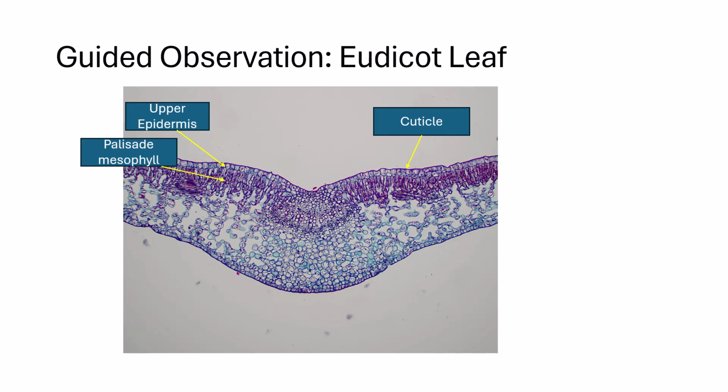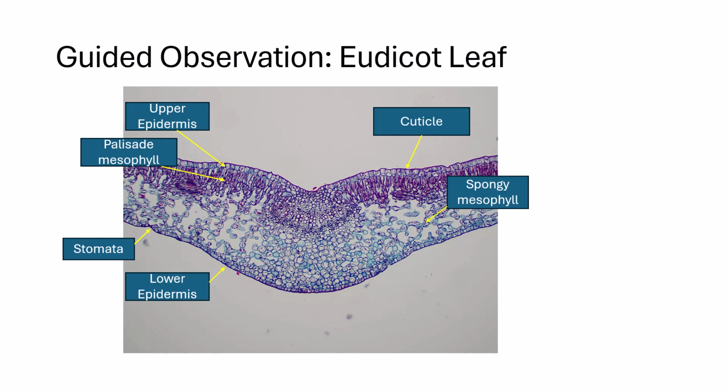These cells are long, column-shaped, and tightly packed. They contain many chloroplasts and are the primary site of photosynthesis. Because light enters the leaf from the upper surface, this layer is positioned to capture as much light as possible. Below the Palisade layer is the Spongy mesophyll. These cells are more loosely arranged and irregular in shape, with large air spaces between them. These spaces allow carbon dioxide and oxygen to diffuse easily through the leaf, making this layer important for gas exchange.